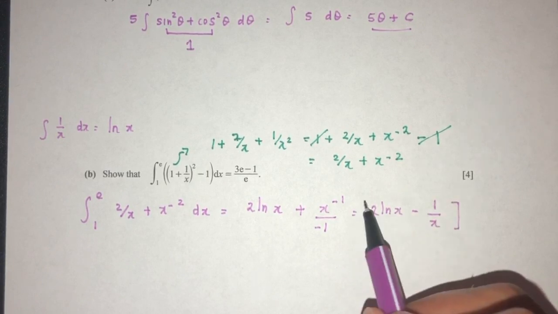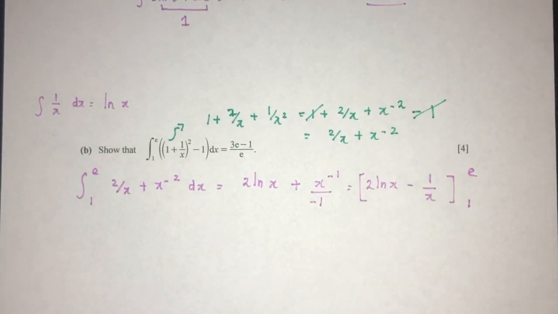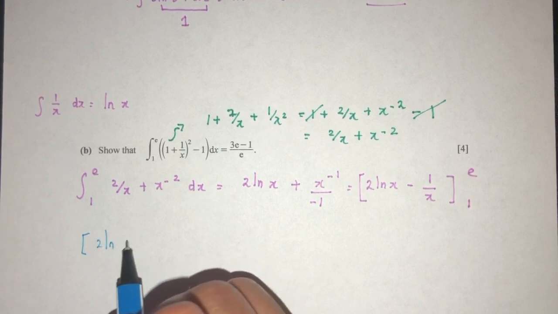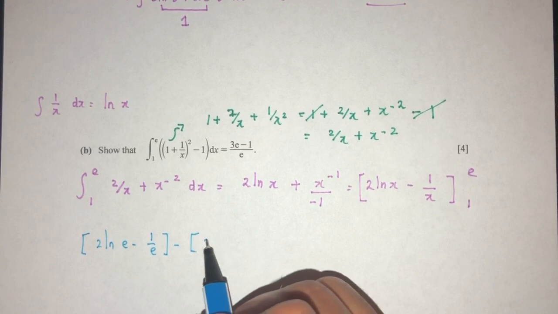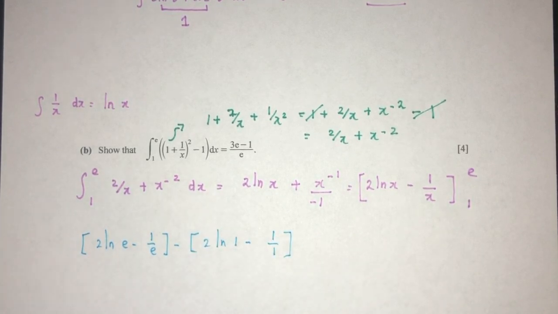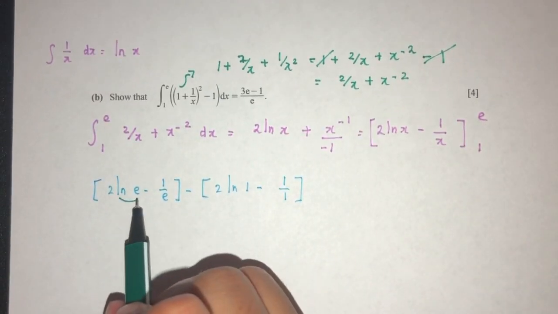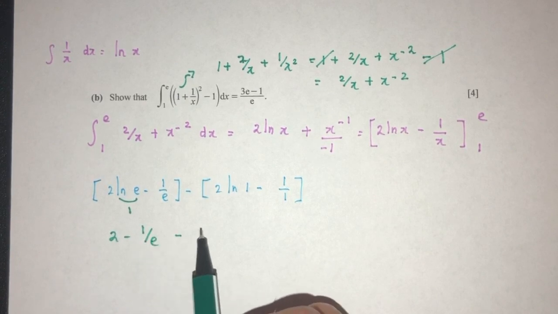Of course, limits here will be exponential and 1. Replace back in the formula to find that value. So first thing first, that will be 2 ln of e minus 1 over e minus, then we have 1, so 2 ln of 1 minus 1 over 1. So simplify, let's see what happens. Ln of e is 1, so that will be 2 minus 1 over exponential minus here.